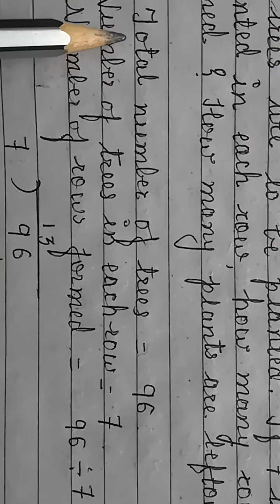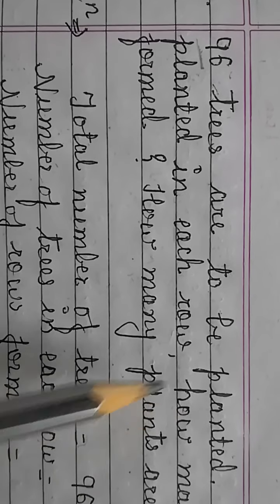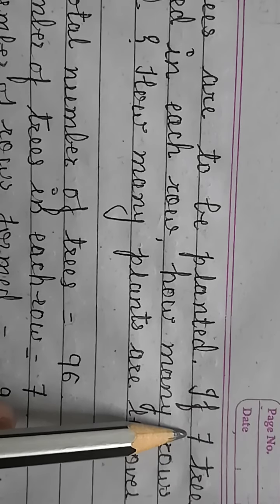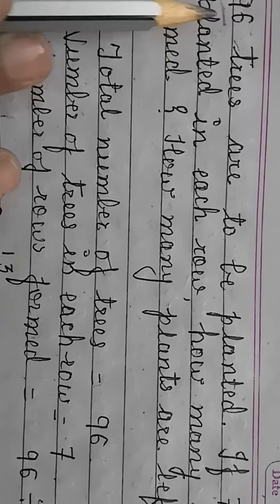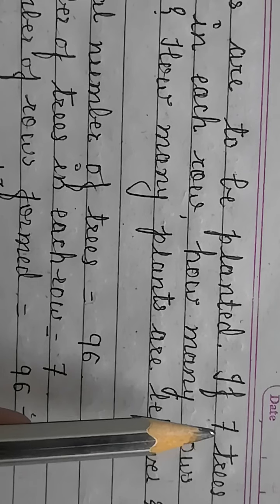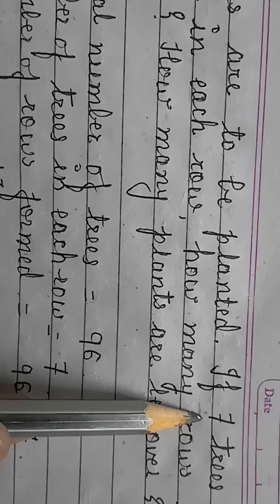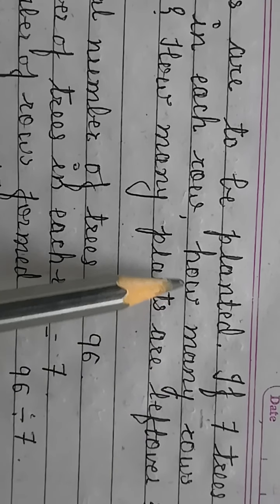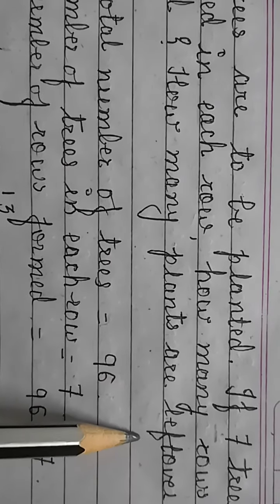Now, first we'll write the solution. Children, what is the total number of trees given in the sum? Yes, there are 96 trees. And in each row, how many trees are planted? Yes, 7. Means there are 96 trees in total, and these are planted such that there will be 7 trees in one row. So we are asked to find out how many rows are formed and how many plants are left over.